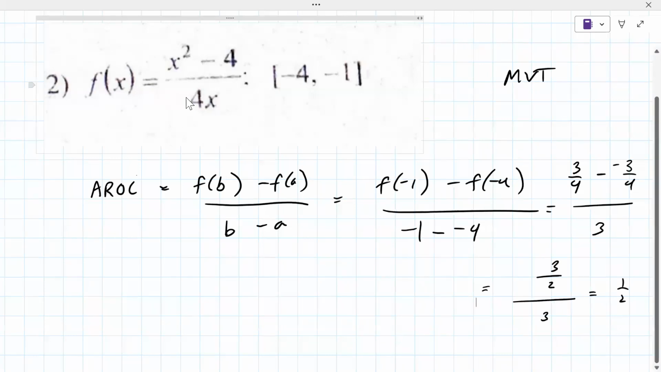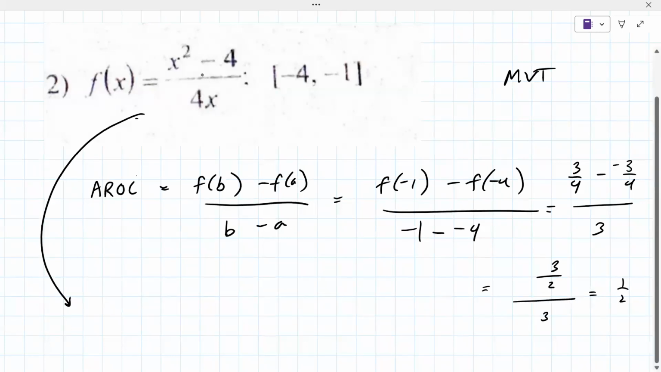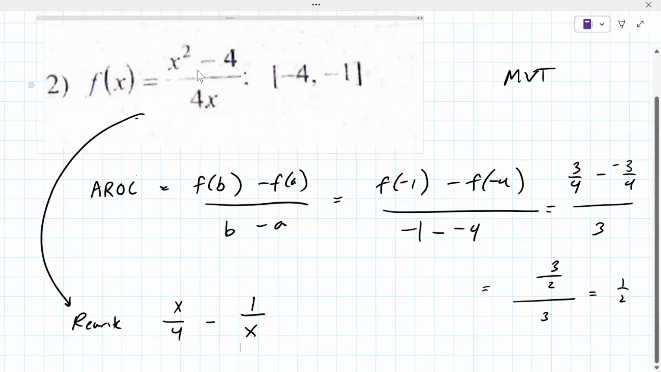All right. Now, in terms of taking the derivative of this, I would do a rewrite here. I would not use quotient rule. So you can rewrite it as x over 4 minus 1 over x, like that. I generally prefer not to use quotient rule. I don't know if it's mandatory to use that, but you do not have to use quotient rule on this problem because you can divide each of these by 4x.